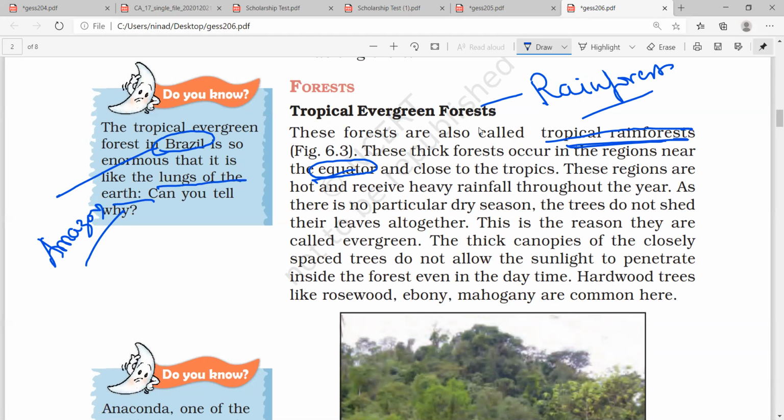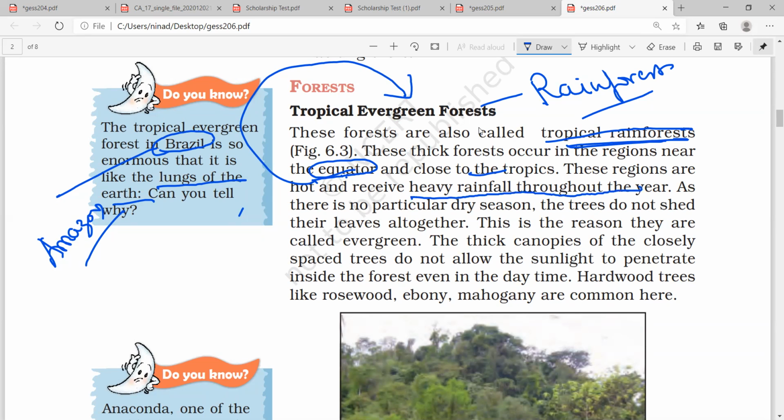It is so dense that it produces that much oxygen, which is why it is known as the lungs of the earth. That is the Amazon forest in Brazil. So a very important keyword when you talk about evergreen forest is that it is found at the equator and very close to the tropics. Heavy rainfall throughout the year.